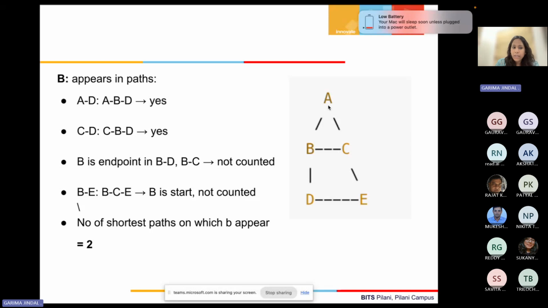Now, what are the others? From A to C, B is not there. From A to E, again B is not there. Okay, now from C we try to identify. From C to A, B is not there. From C to D, this is one of the shortest paths, and on this path B resides. So we have the number of shortest paths that pass through B, now 2.